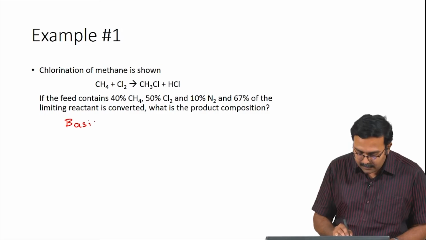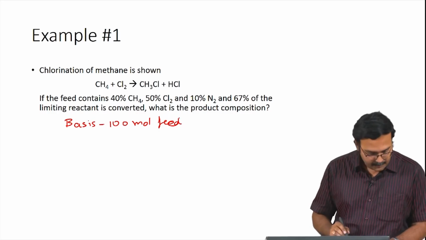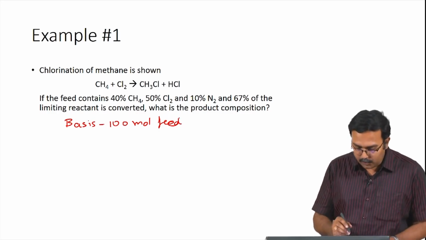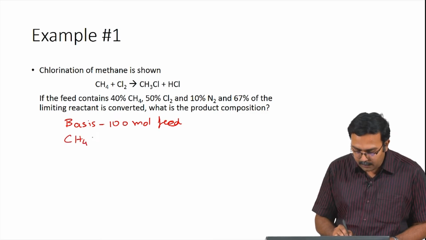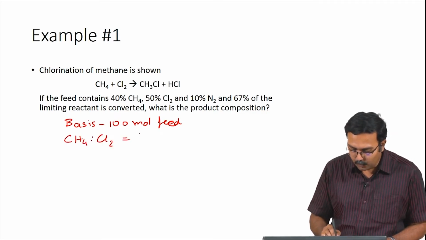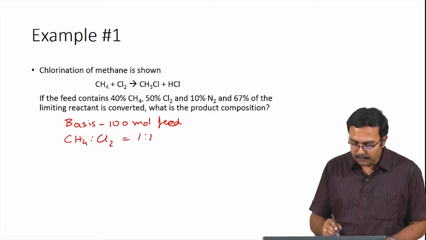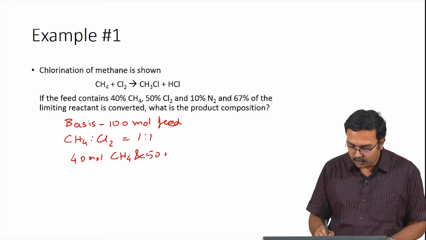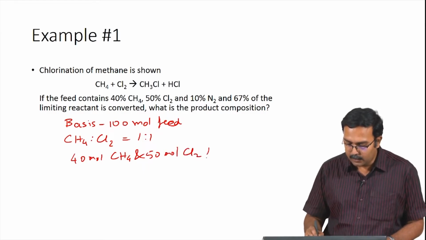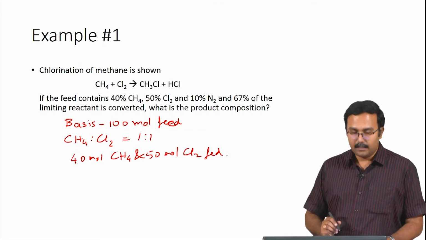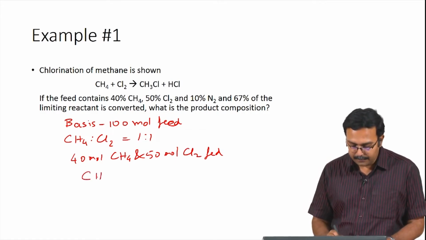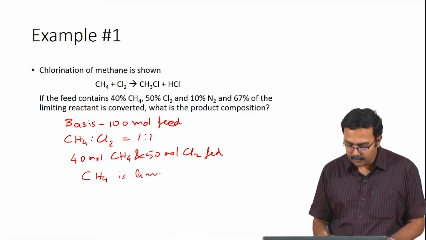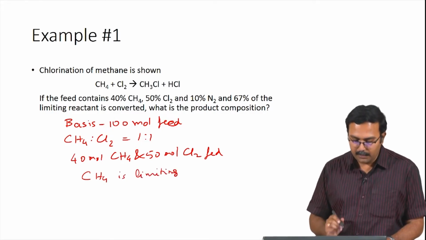So, the basis is identified as 100 moles of feed, and we know that the stoichiometric ratio of methane to chlorine is 1:1. So, based on the basis we have, we can calculate that 40 moles of methane and 50 moles of chlorine are entering into the system. So, this implies that methane is your limiting reactant, as it is provided at a lower stoichiometric amount.